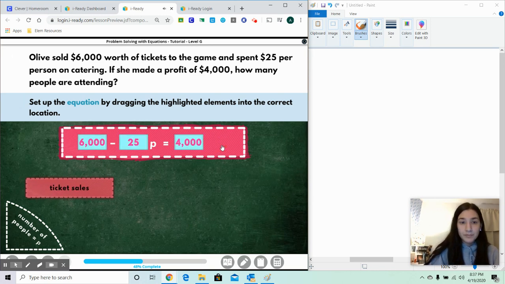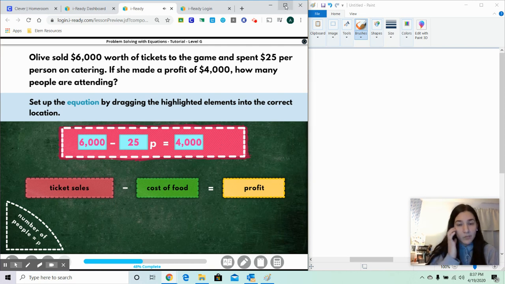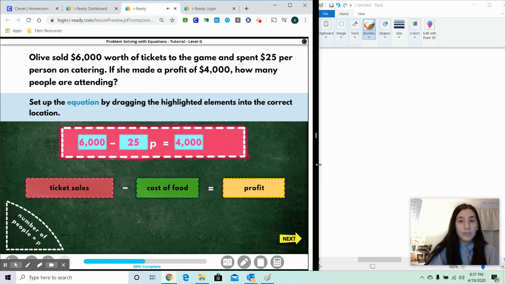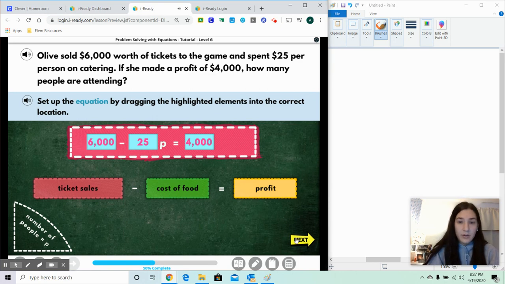Yeah, the amount of money we made minus the cost of the food will give us our profit. In order to find the cost of food, we have to multiply the number of people attending, P, by the cost per person, $25. Can make this a little bigger.